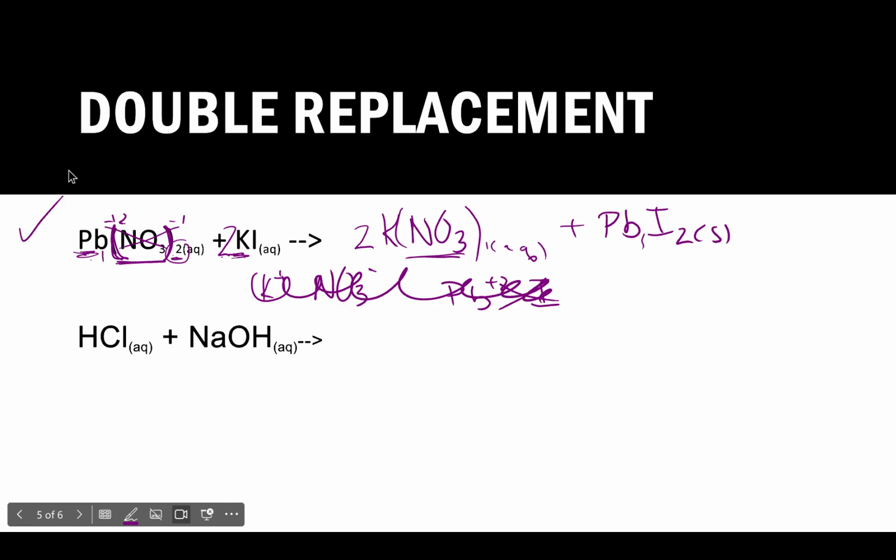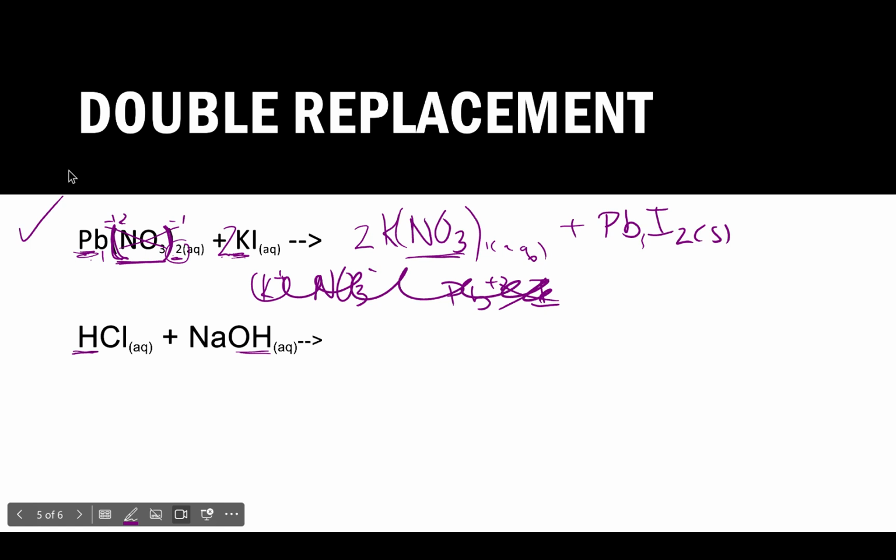Now the next one is an acid with a base. So this is still double replacement, but it's a special type. It's acid-base neutralization. So when that happens, you know you have an acid because in this case it starts with H, and our base ends in OH. You'll always get a salt and water.